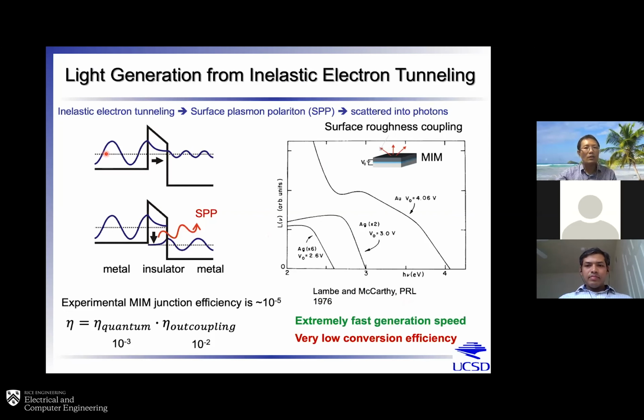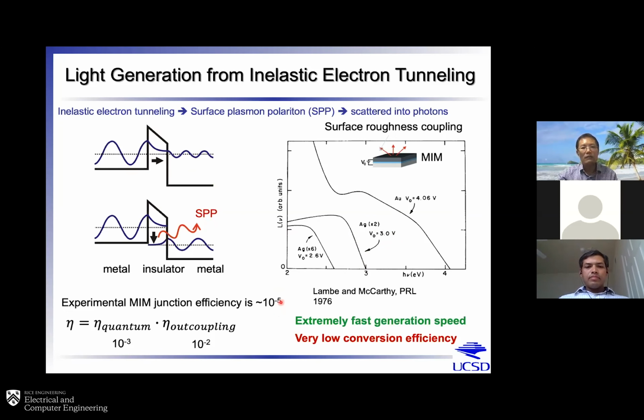This is the metal-insulator-metal junction, and the electron tunnels through the barrier. Because on both sides you have metal, the metal can support surface plasmon modes. When the electron goes through this barrier, it experiences some inelastic scattering and gives a portion of its energy to the surface plasmon, and then a surface plasmon will be generated. If the surface plasmon hits some kind of roughened surface, the light comes out. So they demonstrated light generation from this scheme a long time ago, but the efficiency was very bad.